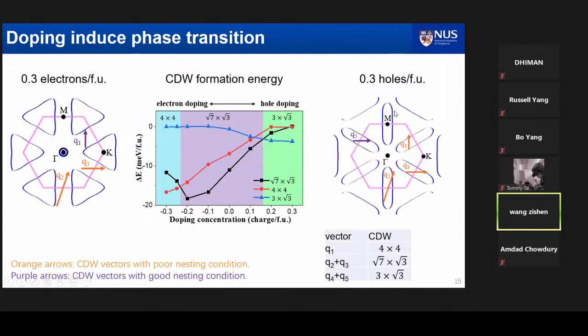This is the Fermi surface under the hole doping, and the decrease of the Fermi level shrinks the electron pocket at the M point, which breaks the nesting condition for Q1, Q2, and Q3. However, a new CDW vector, Q5, matches the nesting condition now, which explains why the new 3/√3 CDW has the lowest energy at this high hole doping concentration.